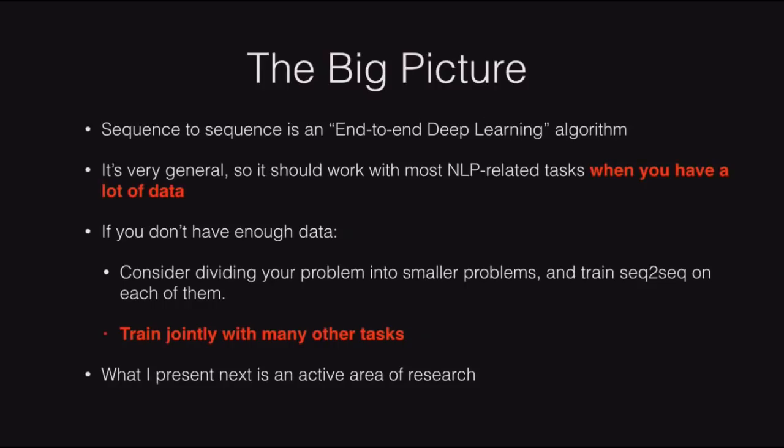Now, when you don't have enough data, then maybe you want to consider dividing your problem into smaller components and then train your sequence-to-sequence model on the subcomponents and then merge them. Okay? Now, if you don't have a lot of data, but you have a lot of related tasks, then it's also possible to merge all these tasks by combining the data and then have an indicator bit to say, this is translation, this is summarization, this is email reply, and then train it jointly. And that should improve your output too.